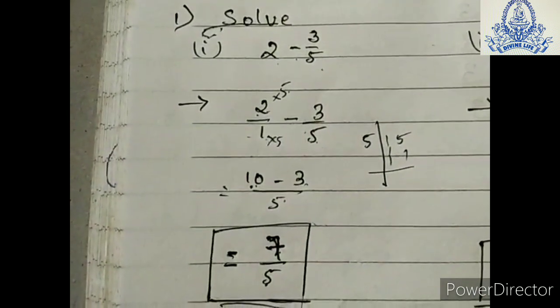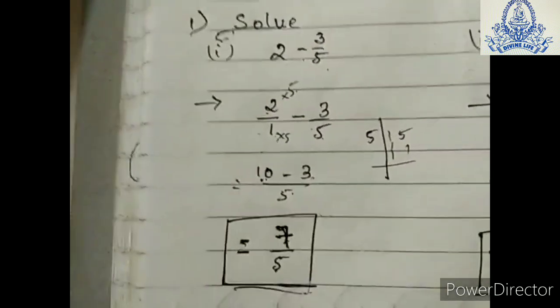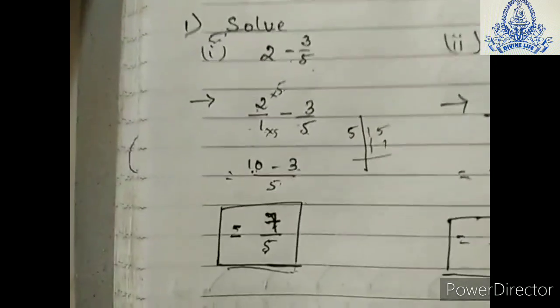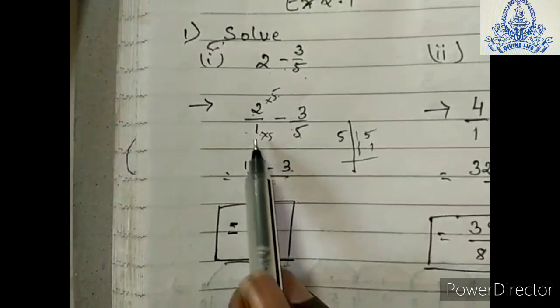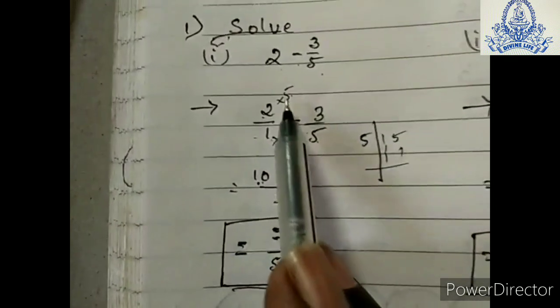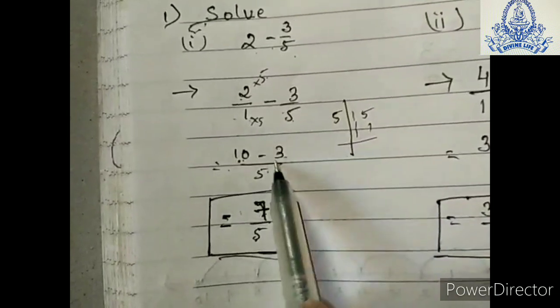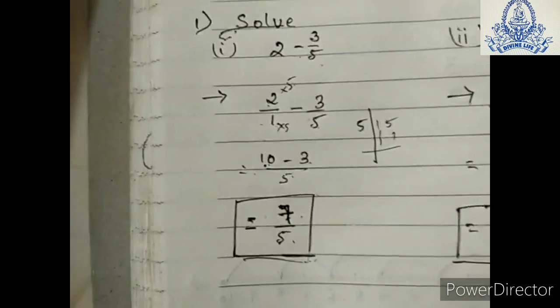Once again I am explaining to you. The LCM of 1 and 5 is 5. We have to make the denominator 5 on both sides. So 1 fives are 5. In the same way, 5 will be there at the numerator. 5 twos are 10, we will get. So it becomes 10 minus 3. 10 minus 3 is 7 upon 5, which is your final answer.